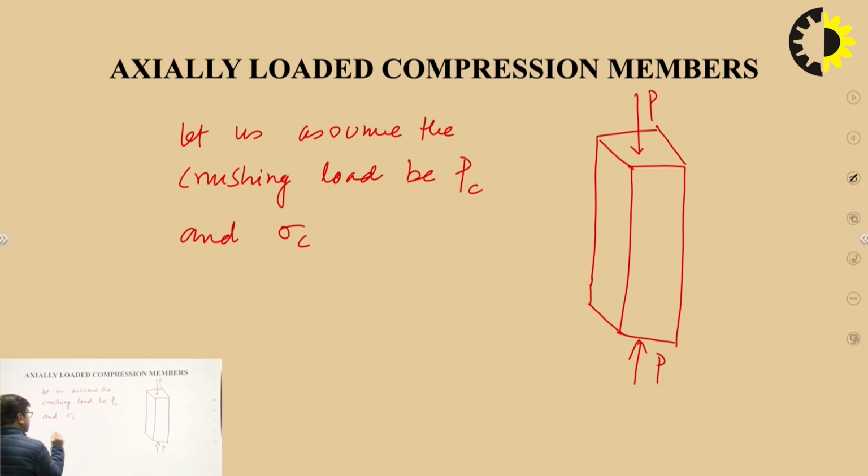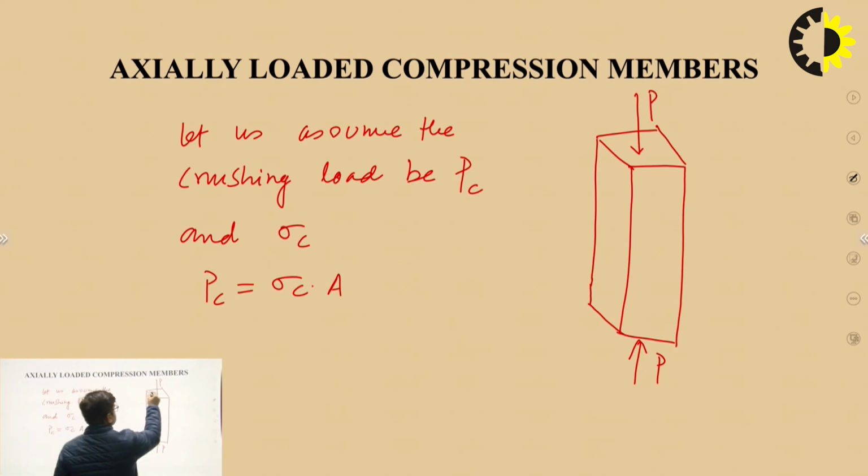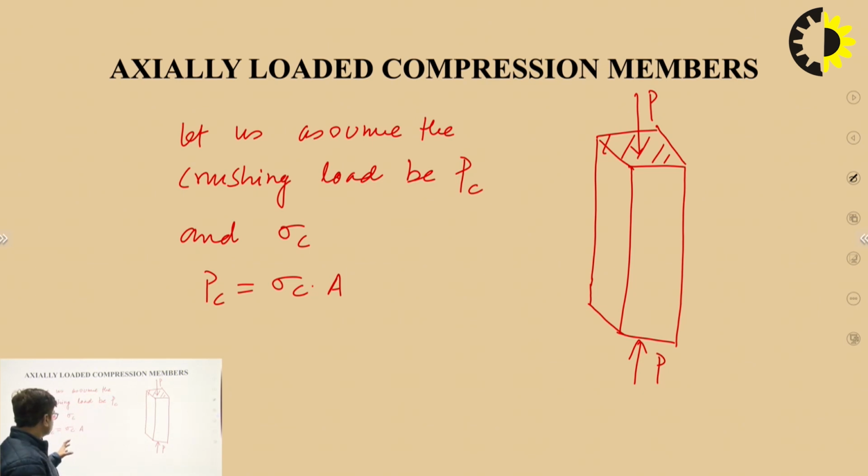Then we can find the crushing load P_C, and this P_C is sigma c into A, where A is the area of cross section of the column. By dividing by a suitable factor of safety, we can find the safe load for the member under which it will not fail and it will work properly.